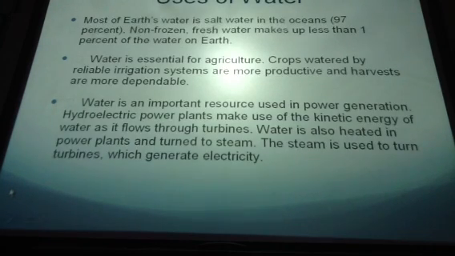Water is an important resource used in power generation. This is called hydroelectric power. So hydroelectric power plants make use of water's kinetic energy, which is moving water, like in rivers, and the water flows through a turbine to produce electricity. Water is also heated up by power plants and turned into steam, and a lot of times the steam is used to power the turbines to generate electricity. So a lot of our electricity has to do with the use of water.